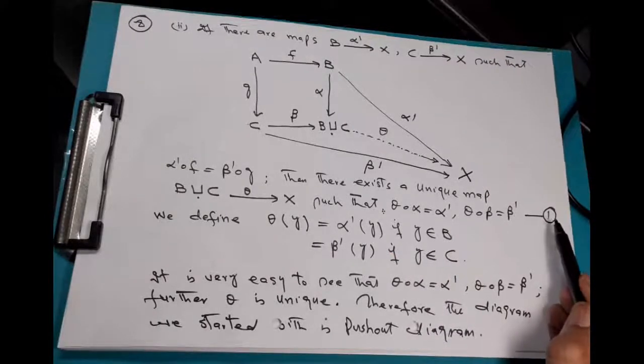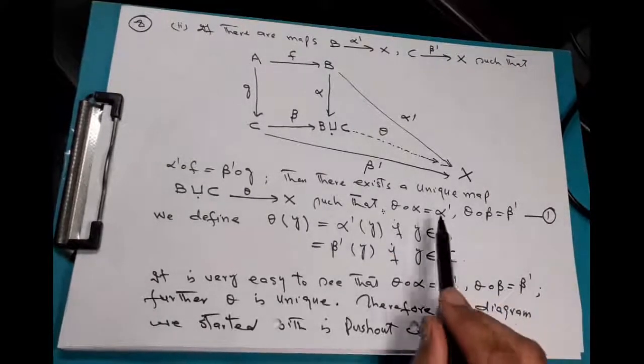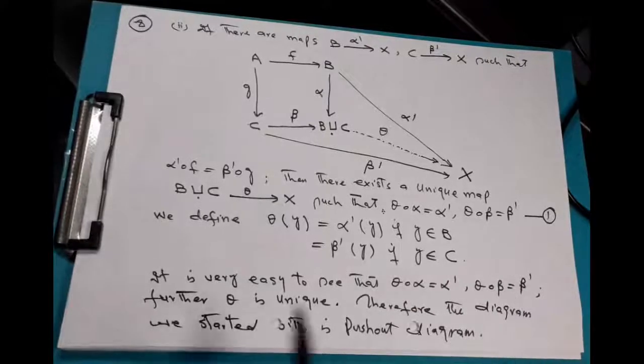In fact, we have to define theta in such a way that these two conditions are satisfied, and this can be seen very easily. Further, theta is unique, can be seen very easily. Therefore, the diagram we started with on the previous page is a push-out diagram.